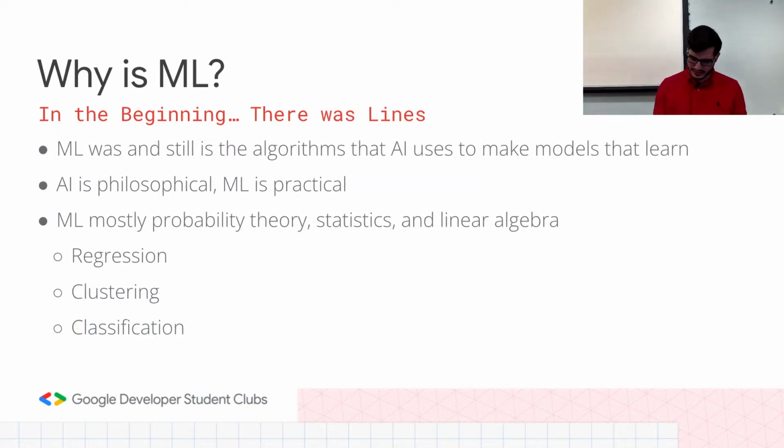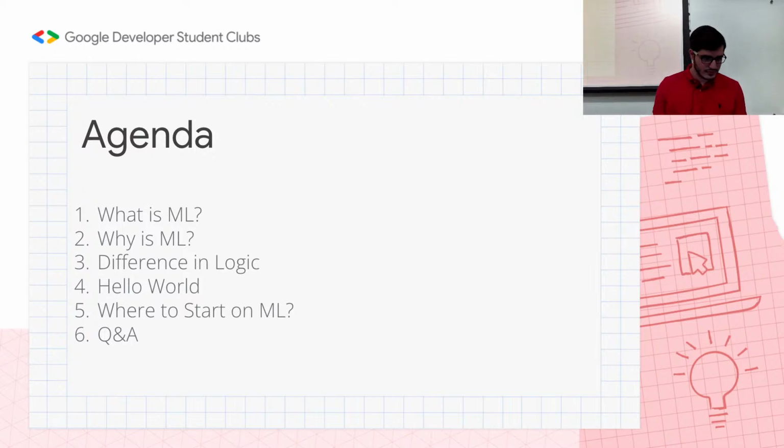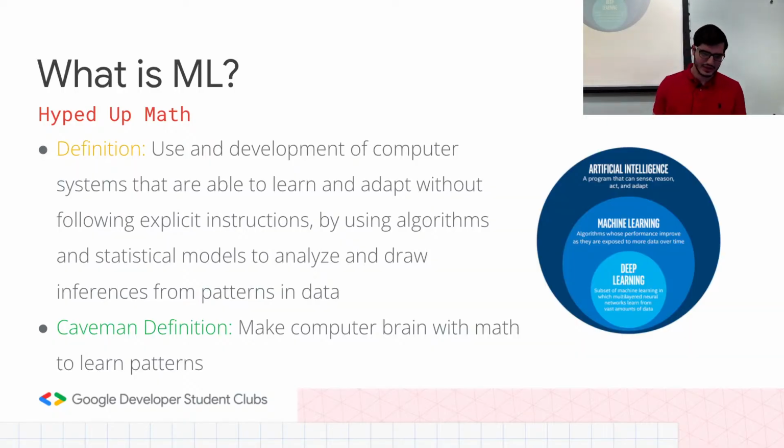Right, there we go. So what is ML? I put in a subtitle there, hyped up math. So straight from Google, it's the use and development of computer systems that are able to learn and adapt without following explicit instructions by using algorithms and statistical models to analyze and draw inferences from patterns in data. All right, so that's a big mouthful. So let's have a caveman definition. And this caveman definition is: make computer brain with math to learn patterns. That's it. Very easy to understand, right?